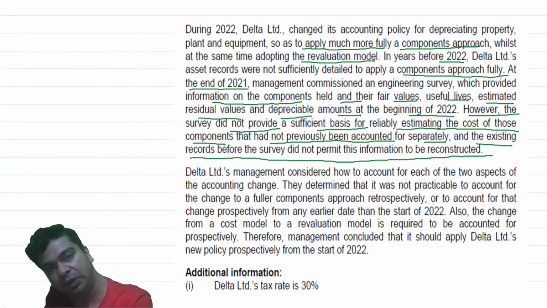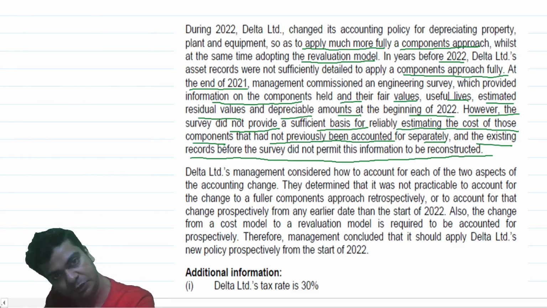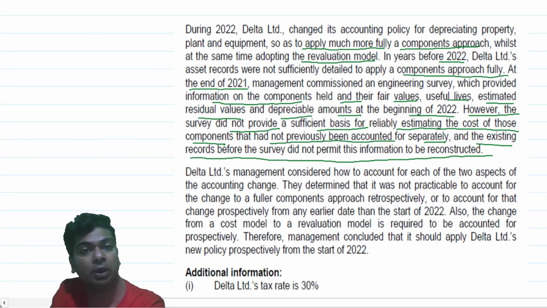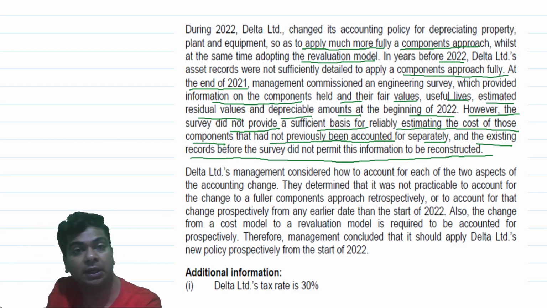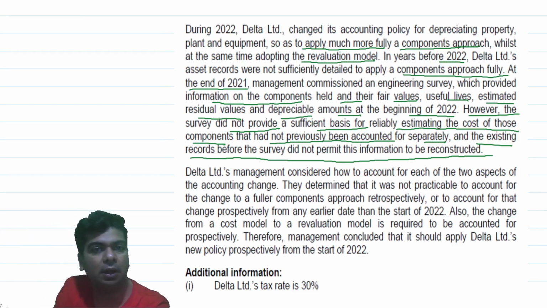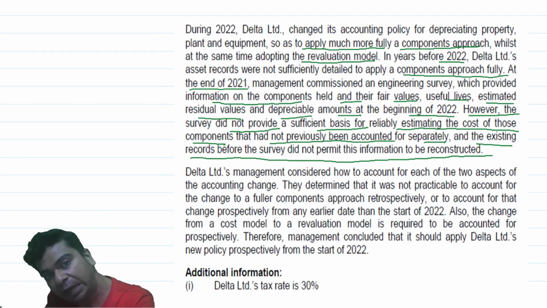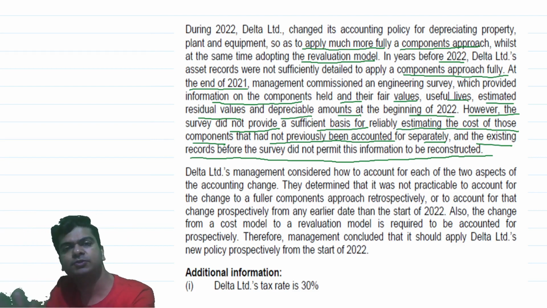We know that whenever you are changing an accounting policy, the effect should be given retrospectively, but at times, retrospective application of a change in accounting policy may become impracticable. If it becomes impracticable, then the change in the accounting policy should be introduced prospectively from the year from which it is practicable. That is what will happen in this particular case. Just by reading this much, this is becoming clear.